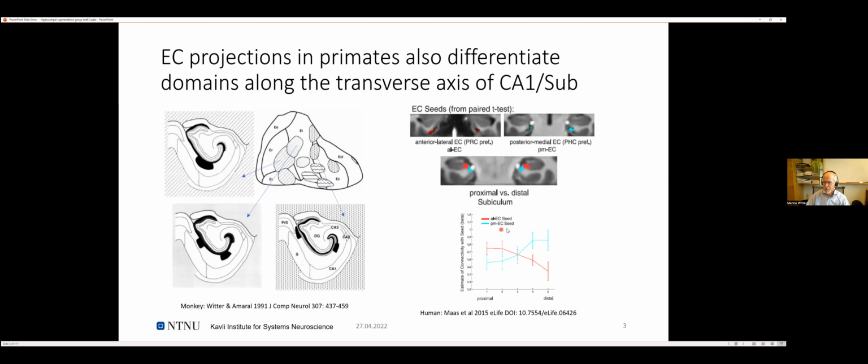And if you move to the posteromedial entorhinal cortex, you're going to end up with a connective area here, which is more strongly in the distal part of the subiculum, which corresponds to this area here. So although this is, of course, sparse data and it's not real hardcore anatomical connectivity, it shows that in terms of functional correlative connectivity in the human, you see a similar shift, at least in the subiculum. If you compare a start of the perforant path in this part of the entorhinal cortex versus this part of the entorhinal cortex.